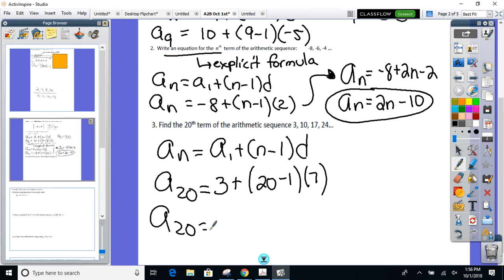And what do we end up with for the 20th term? We sure about this one? 136. How do we feel using this new explicit formula? Because there's another type of sequence out there other than arithmetic that I've got to talk about in a couple days. So I want to make sure you're solid here.